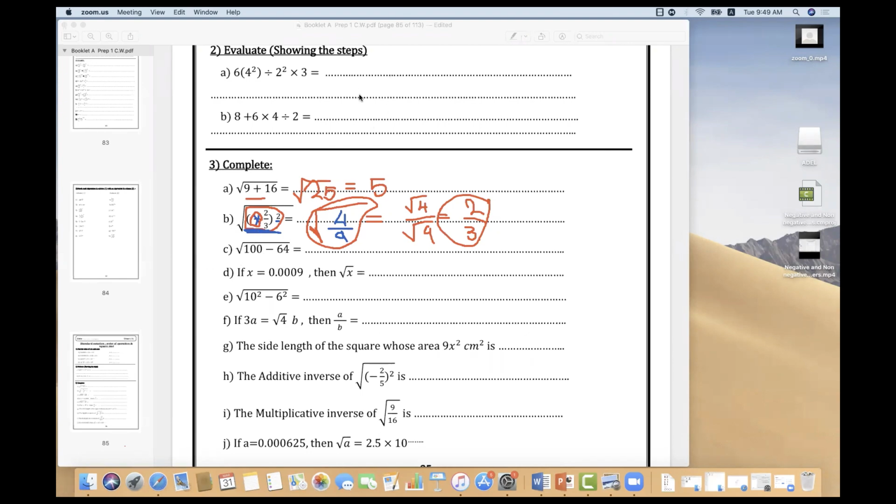We will make root 36. Okay, I have 100 minus... Solve anything under the square root if you can, okay? Firstly, how can we solve it? The square root of 36. It will be 6. Excellent. The next.